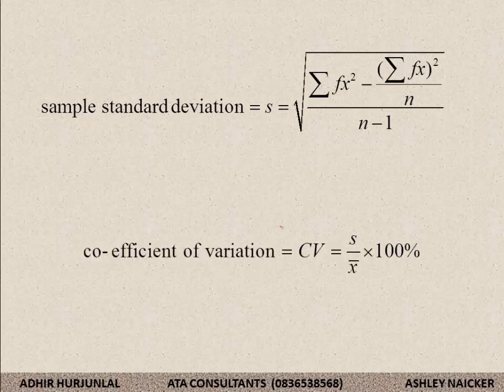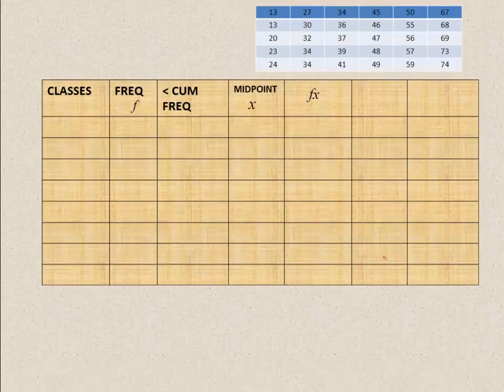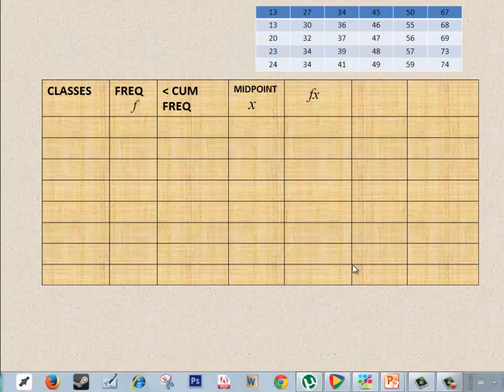And the last thing, guys, is the coefficient of variation, CV. The coefficient of variation is my standard deviation divided by the mean, multiplied by 100%. Now I'm going to go back to the question, guys. If I go back to the question, the first part of it asked me to calculate the mean.